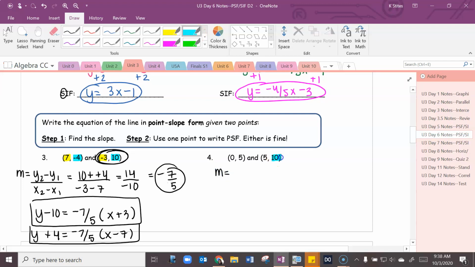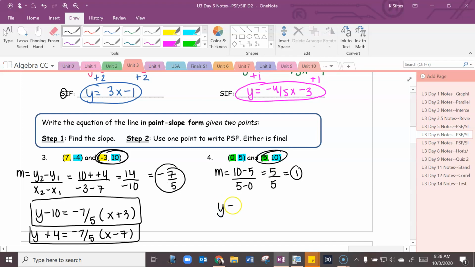y2 minus y1, so that's 10 minus 5, over x2 minus x1, so that's 5 minus 0. That's 5 over 5, which does simplify to just a 1. And now you just pick whichever point you want. I like this one, (5, 10), and we write our point slope form.